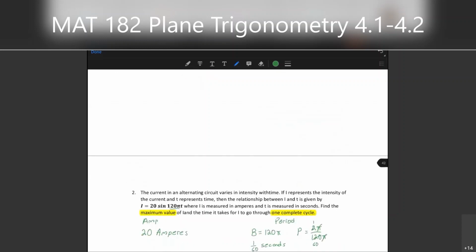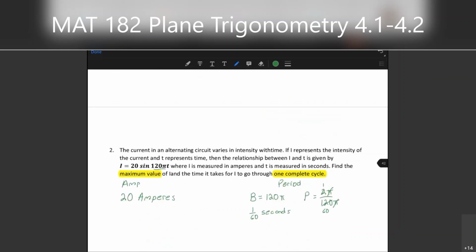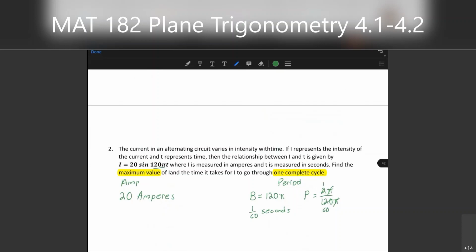All right. Any questions with that last example with the current in identifying those questions? All right, so that will wrap up section 4.1 and 4.2.